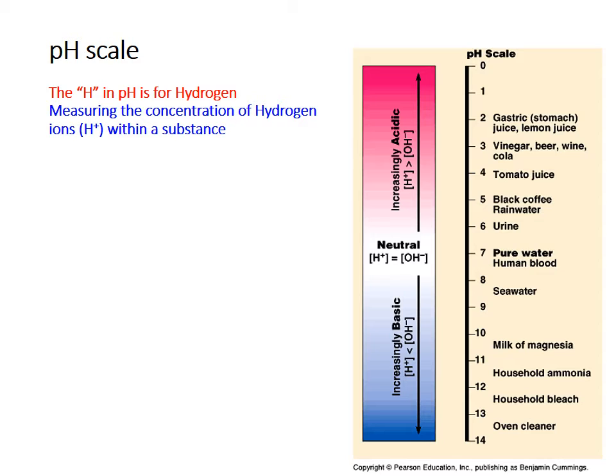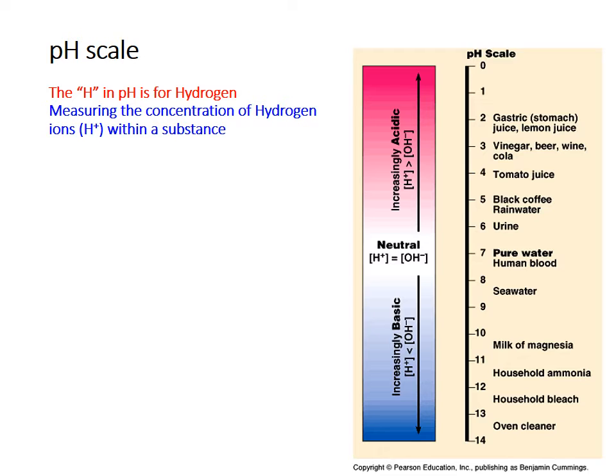As you can see on this chart on the side, the pH scale goes from 0 to 14. This is a logarithmic scale, meaning that there are 10 times more protons in a solution that has a pH of 6, such as your urine, than pure water or your blood. And black coffee has 10 times more proton concentration than urine does. So black coffee is actually 10 times 10, or 100 times, more acidic than pure water. Again, there's a difference of 10 between each one of these numbers.